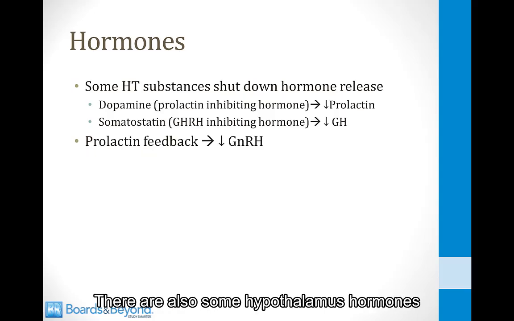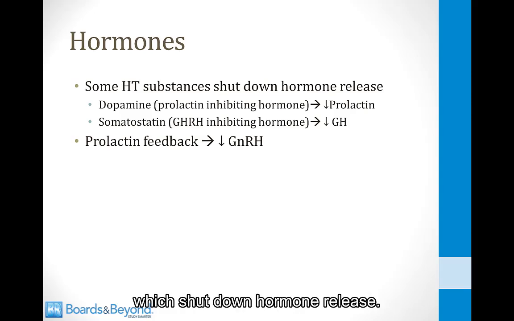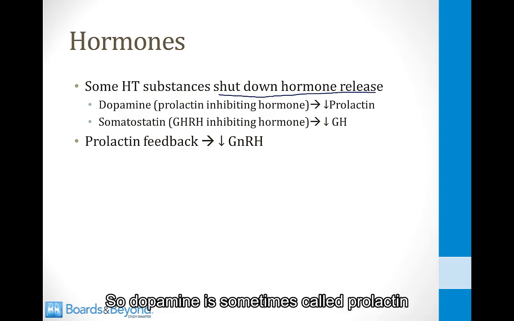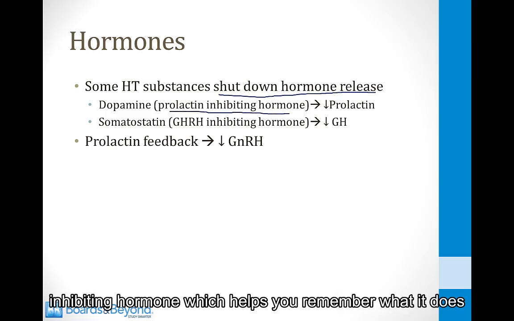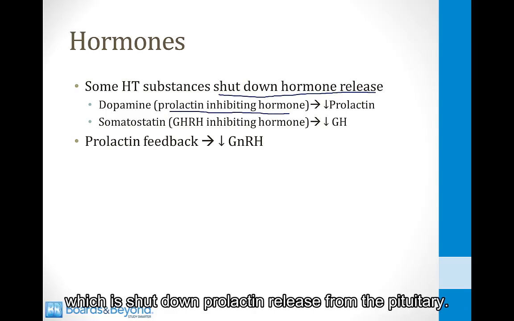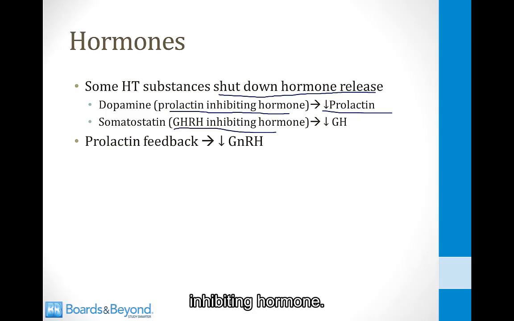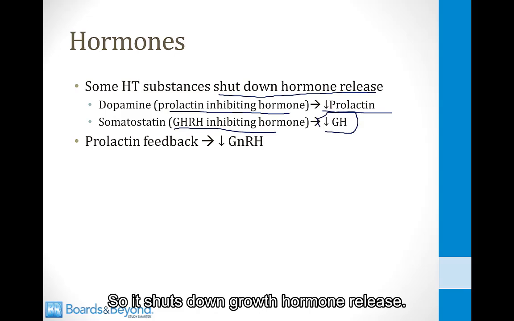There are also some hypothalamus hormones which shut down hormone release, so these don't promote it, they actually shut it down. So dopamine is sometimes called prolactin inhibiting hormone, which helps you remember what it does, which is shut down prolactin release from the pituitary. And somatostatin is sometimes called GHRH inhibiting hormone, so it shuts down growth hormone release.